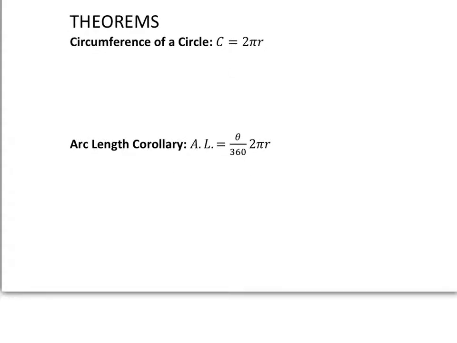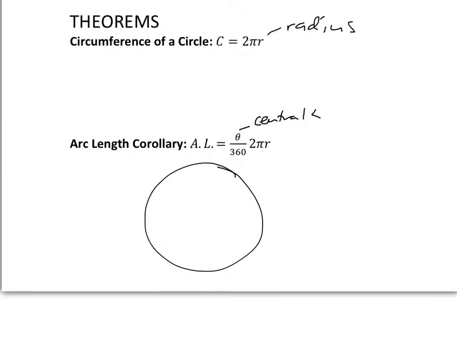Now, the theorems for those, how to actually find them. The circumference of a circle is just 2 pi times r, where r is the radius. And the arc length is a fraction, theta over 360, of the circumference, 2 pi r. So r is the same, and theta is just the central angle. If we're going to work with an arc length, you need to find the central angle and you need to find the radius.